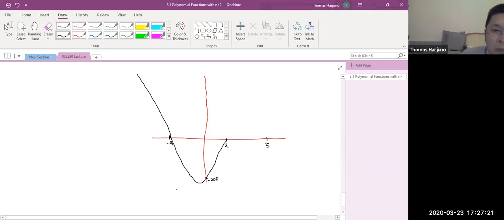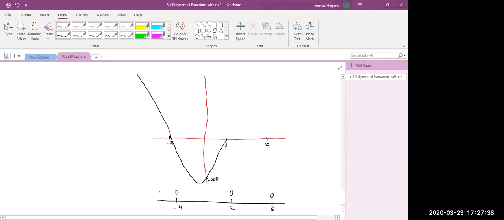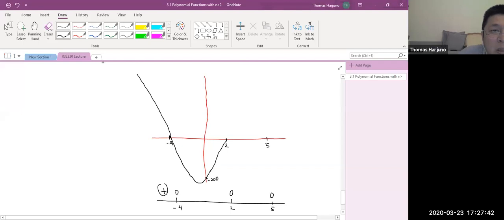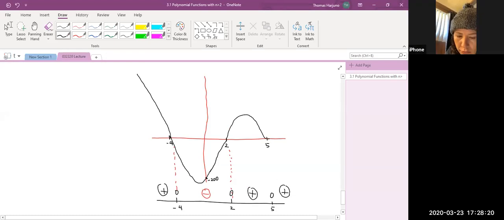Compare that with the sign graph. Let me redo the sign graph here. The sign graph: x equals negative 4, x equals 2, x equals 5. 0 here, 0 here, 0 here. This is positive, which means in this region the graph should be above the x-axis. And the sign here is negative, right? Which means between negative 4 and 2, the graph should be below the x-axis. Is it okay? Now between 2 and 5, the sign is positive, so it must be above the x-axis. Is it okay? Yet to the right of 5, it doesn't change sign, which means the graph will still be above the x-axis.